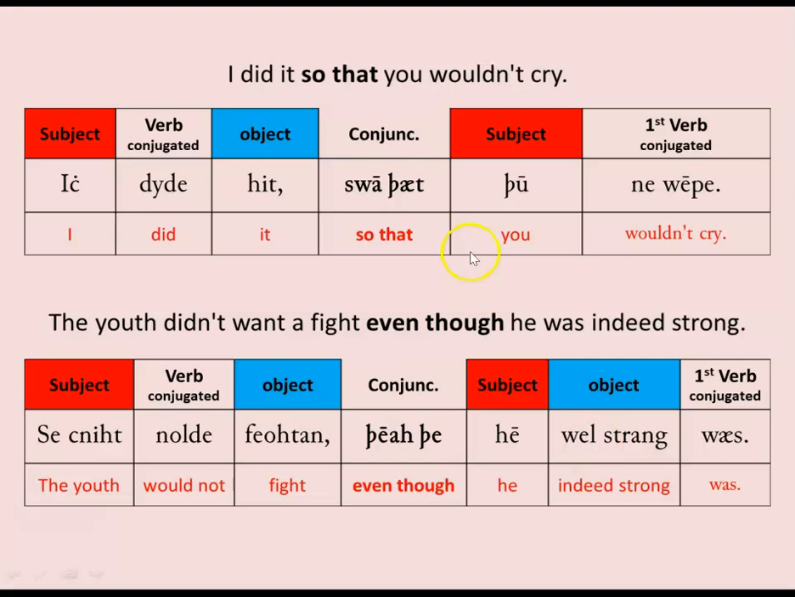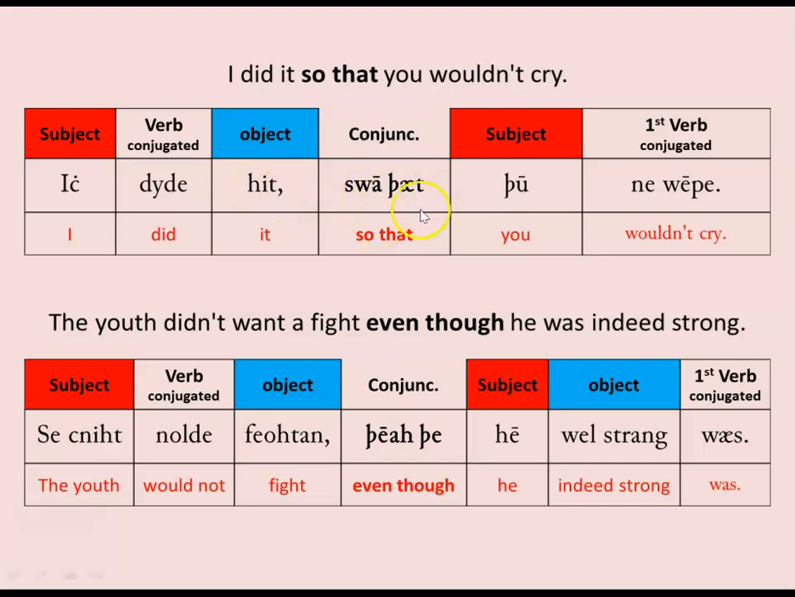Next bit. I did it so that you wouldn't cry. So that is a conjunction. I did it. Subject, verb, object, full sentence in its own right. Ich dude hit. I, first person, past tense, singular, dude. Ich dude hit. Okay. Why? Well, we're going to add some extra information now.